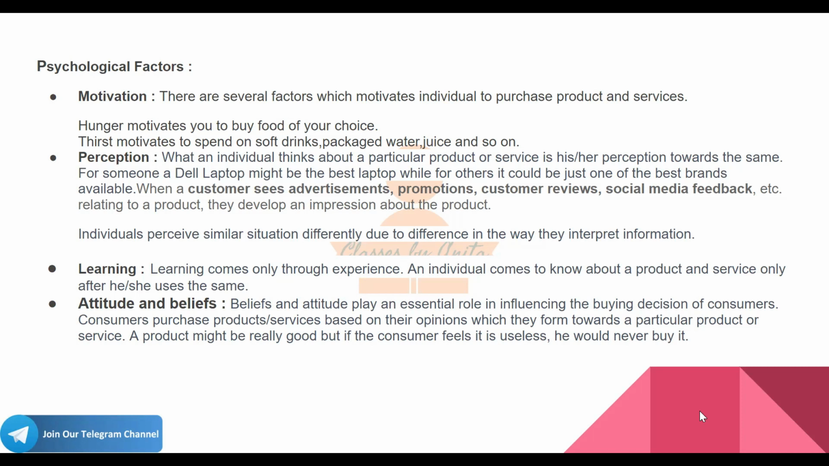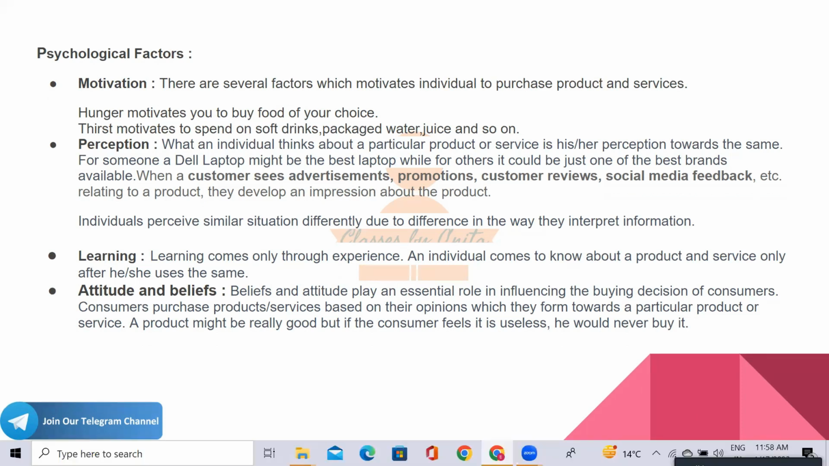An individual comes to know about a product or service only after he or she uses it. So, once you use the product, only then will you be in a position to repeat the purchase, or you will not be taking that product again. Attitude and beliefs play an essential role in influencing the buying decision of consumers. Consumers purchase products and services based on the opinion they form towards a particular product or service. The product might be really good, but if the consumer feels it is useless, he would never buy it. As I've mentioned, some products might be very appealing to me, but that might not be true for the other person.